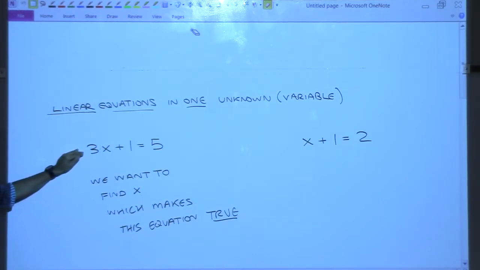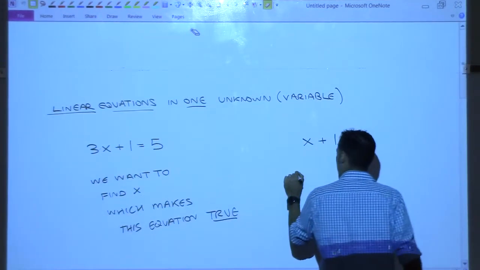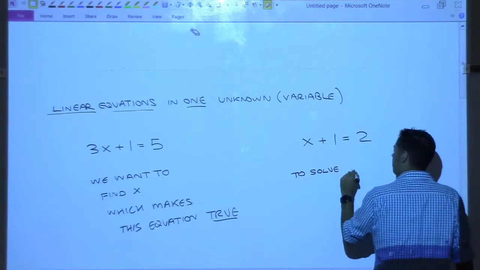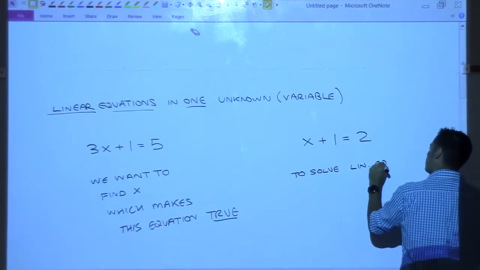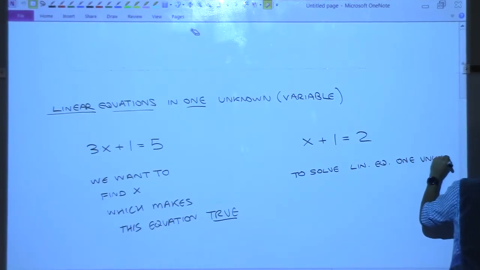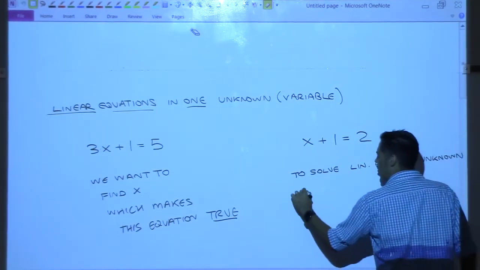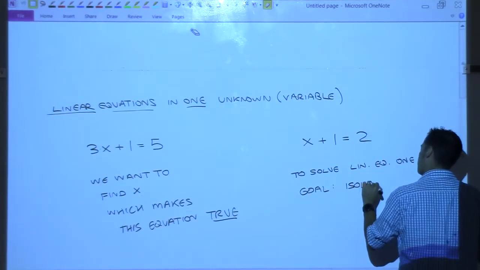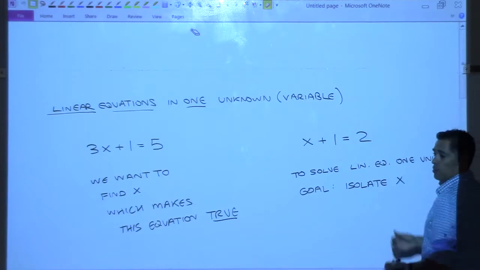Get x by itself. That's the whole goal here. Okay, so to solve these linear equations with one unknown, our ultimate goal is to isolate x. In other words, solve for x.